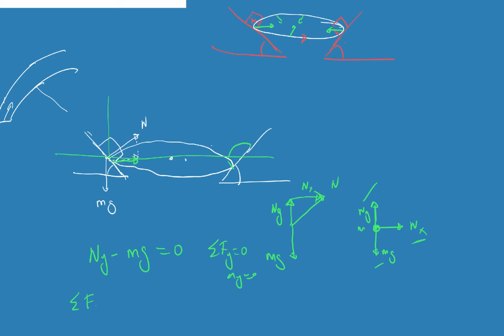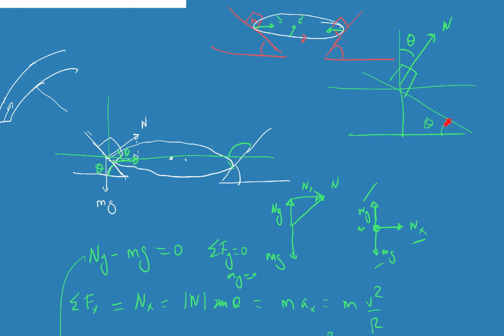The sum of all the forces through the x-axis will be the nx, and the nx will be the magnitude of n by this angle theta, sine of theta. Because if this is the angle theta, the angle that the normal does with the vertical is this theta. So this theta will have n cosine of theta as the y component and n sine of theta as the x component of the normal. So the nx will be the magnitude of n by sine of theta.